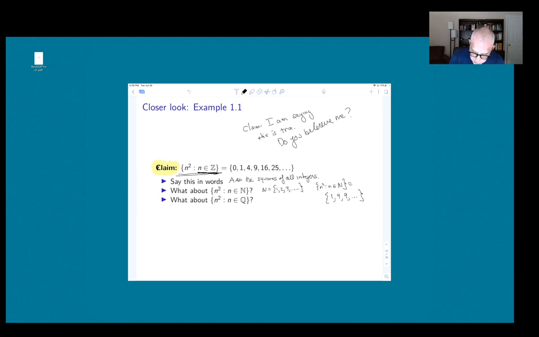On the other hand, if you took n in the rational numbers, well, then it's hard to write down because, for example, 1/4 is 1/2 squared, and 4/9 is 2/3 squared, and so on. So if we let x be the set of n squared for which n is in the rational numbers, then 1/4 is in x and 4/9 is in x. What about 1/2?